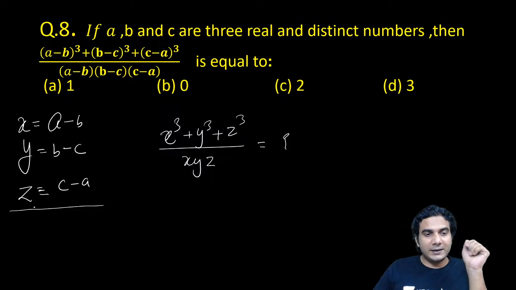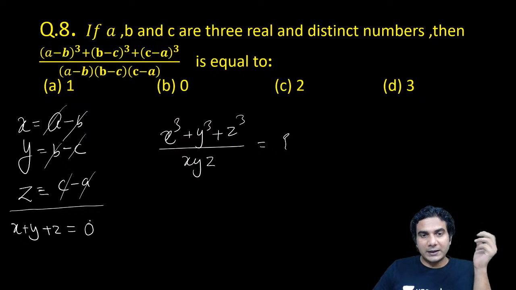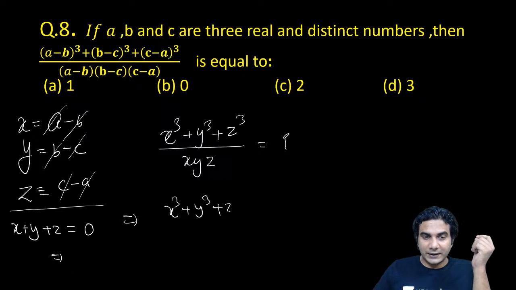If I add these three equations, x plus y plus z, I will get, see, b will be cancelled, c will get cancelled, and a will also get cancelled. So this right hand side is 0. That means I'm getting x plus y plus z is equal to 0. So whenever you have x plus y plus z is equal to 0, you know that x cube plus y cube plus z cube is equal to 3xyz, right? And now divided by xyz.